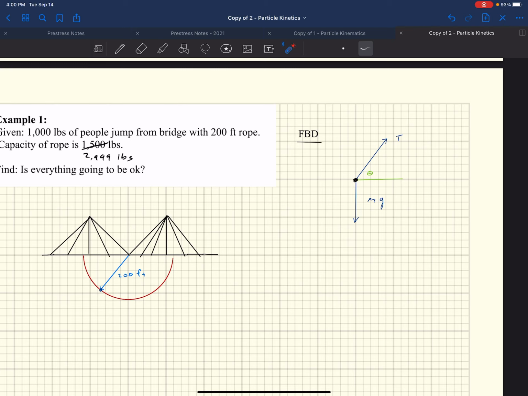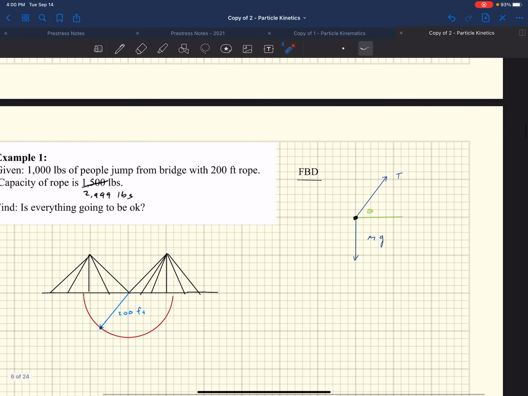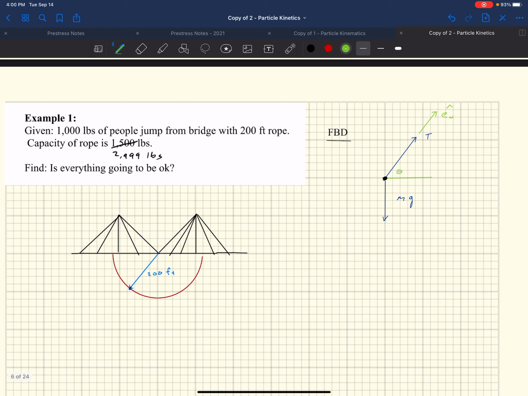Okay, so there's our free body diagram. We have not labeled yet our coordinate system. In this case, the normal to the path is going to be this way, right along that tension. That tension force is going to act normal to the path. There we go. This is en hat. And then tangent to the path is going to be right over here a little bit. This is et hat.